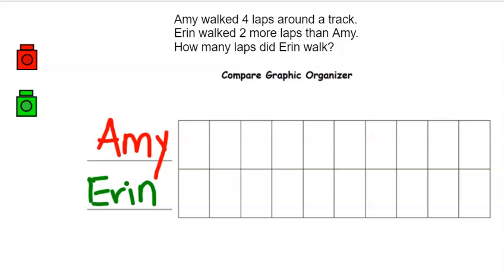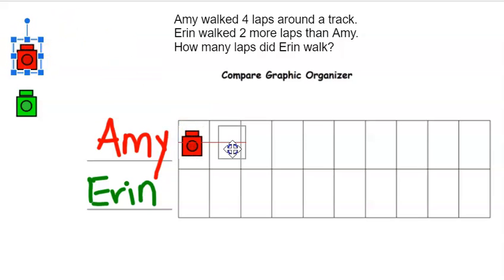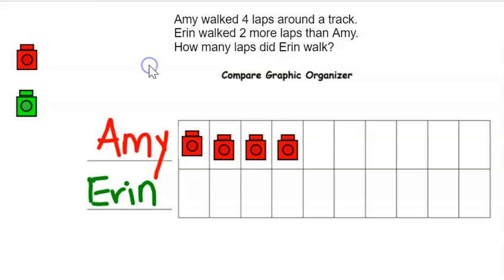Okay, now let's use these Unifix cubes here to help us, and these can represent the number of laps. Are you ready? How many blocks should we bring over for Amy? That's right, 4, because Amy walked 4 laps. 1, 2, 3, 4. If we didn't have blocks, we could also color those in.